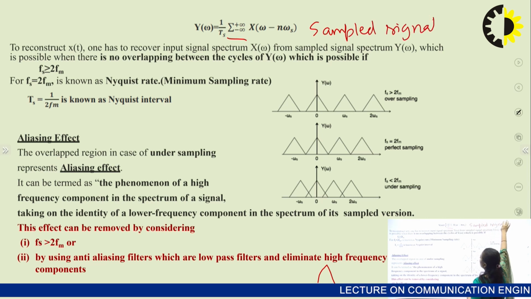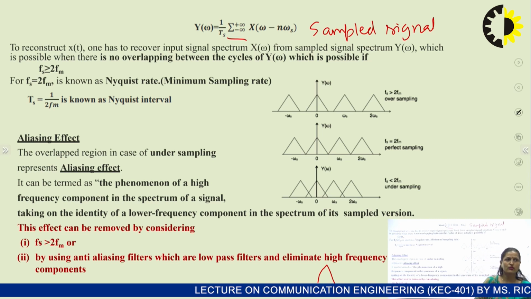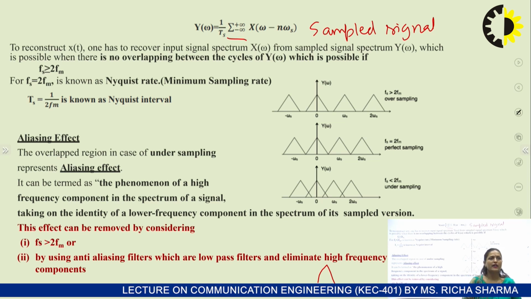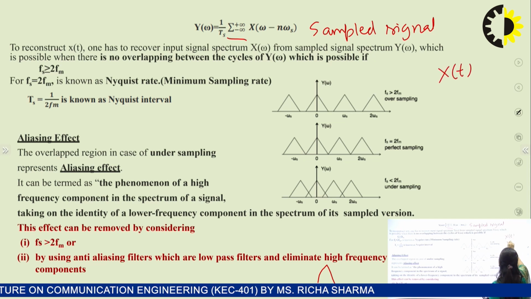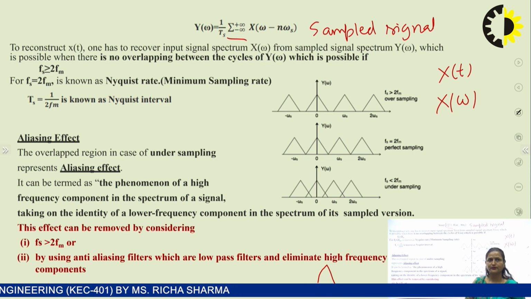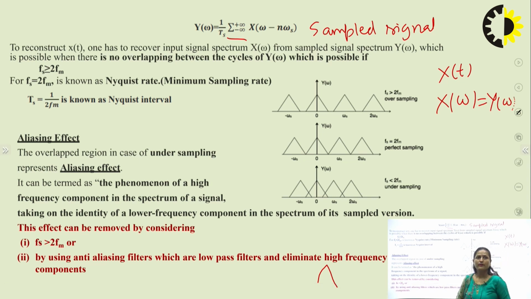If you want to get the sampled signal back, to reconstruct our original signal, what we have to do to reconstruct x(t) is recover the input signal from X(ω), because x(t) is your original signal and its Fourier transform was X(ω). So we have to recover our x(t) from X(ω), and this X(ω) is recovered from the output signal spectrum Y(ω), right? This is possible when there is no overlapping of the samples. It means if the cycles are not overlapped, then only it will be possible to recover the signal.